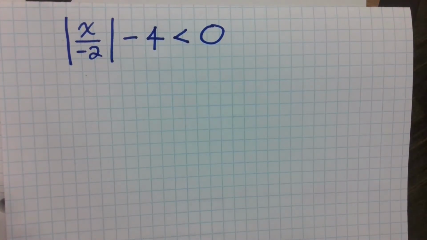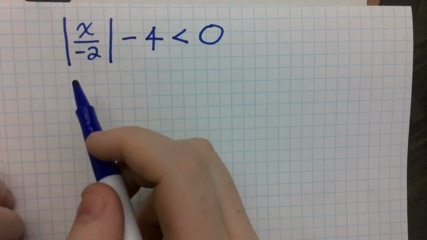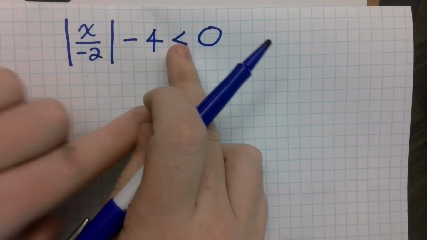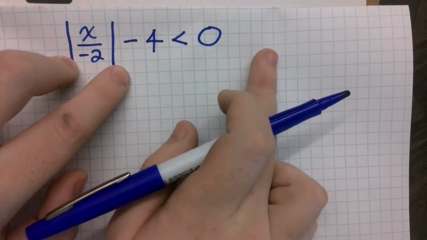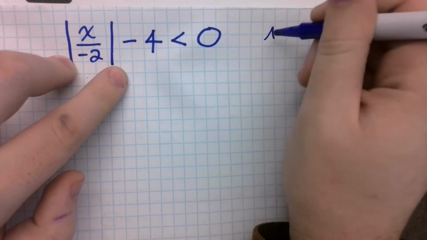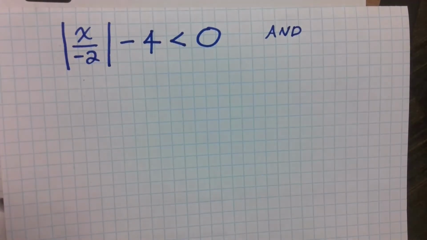What do we know about this problem right off the bat? We know it's going to be an "and" inequality because our less than symbol is here. Anytime our absolute value is less than the right side, it's an "and." So we're going to end up with 2 endpoints, and our x is going to be in between those 2 endpoints. Let's put that to the test.